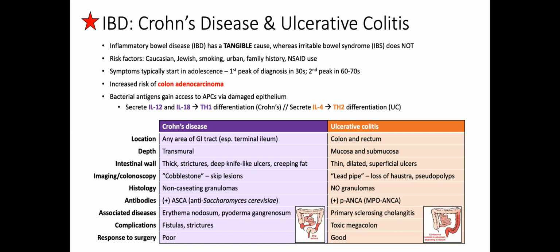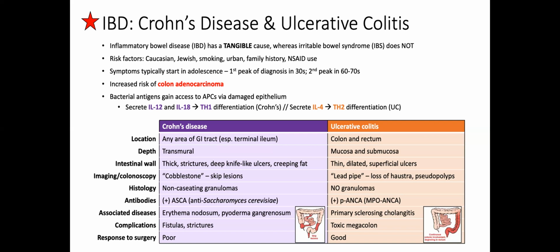So histology: there are non-caseating granulomas in Crohn's disease, but we do not see that in ulcerative colitis. For our antibodies, we've got a positive ASCA. I remember being tested, I remembered what all of these things were, and I knew what ASCA was. I knew it was positive in Crohn's disease, but I didn't actually know what the word stood for. So make sure that you look and know that it's anti-Saccharomyces cerevisiae. And then in ulcerative colitis, you've got a positive P-ANCA or MPO-ANCA.